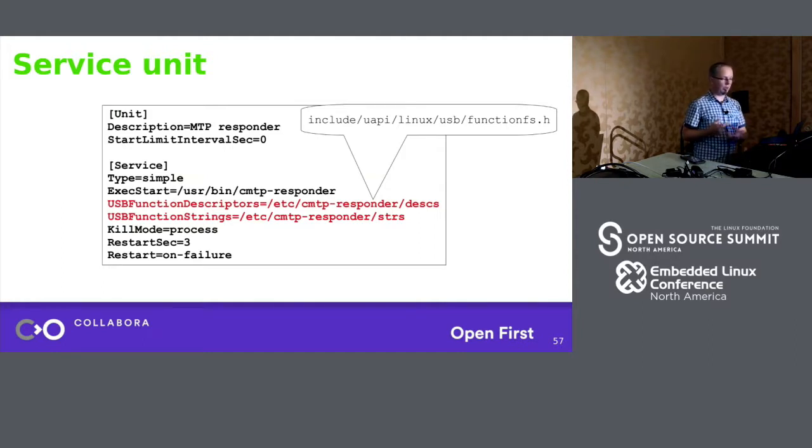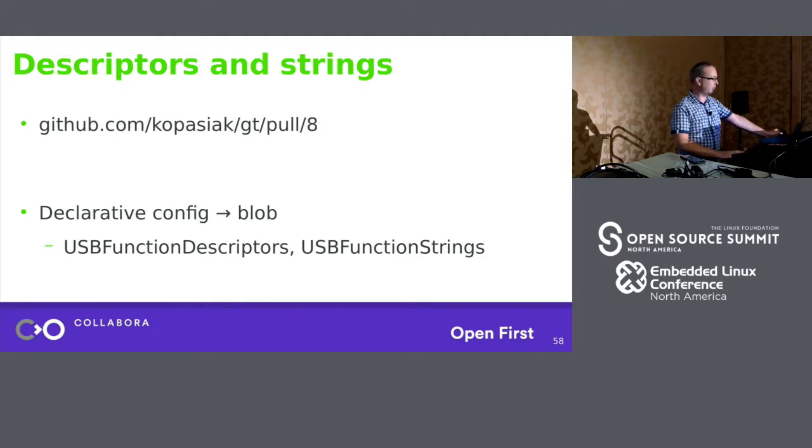You might have noticed that you need binary blobs containing USB descriptors and strings, and I have something for you. There is a pull request pending, which adds support for creating such descriptors and string blobs with gadget tool. You may find it interesting when creating your own USB functions on top of FunctionFS, because it allows creating the set of blobs based on declarative config files. At this moment, there are limitations, though, of what kind of descriptors can be created this way. But for basic use cases, this extension is already a useful tool.